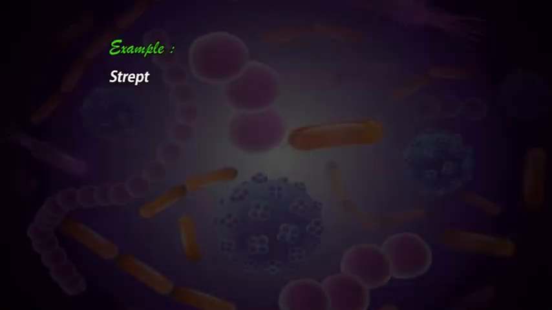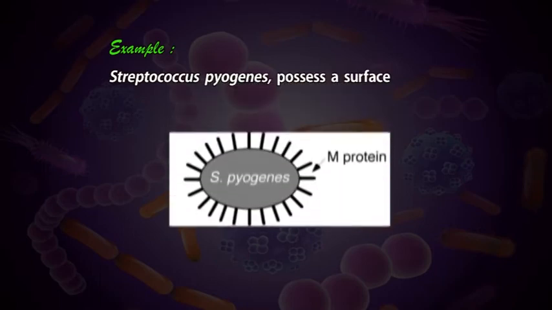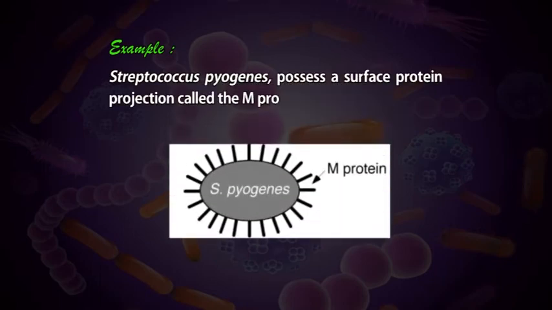There are 84 serotypes of S. pneumoniae that differ from one another by distinct capsular polysaccharides. Another example is Streptococcus pyogenes, which possesses a surface protein projection called the M protein that inhibits phagocytosis. Some pathogenic staphylococci secrete a coagulase enzyme that precipitates a fibrin coat around them, derived from the host, and forms a seal against phagocytic cells.